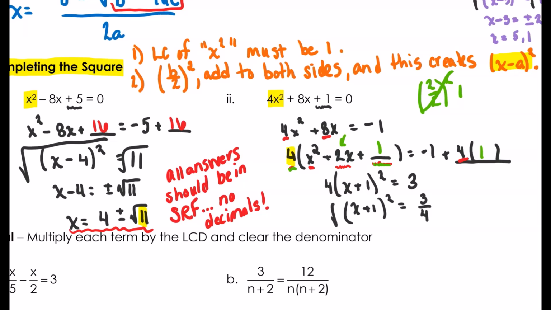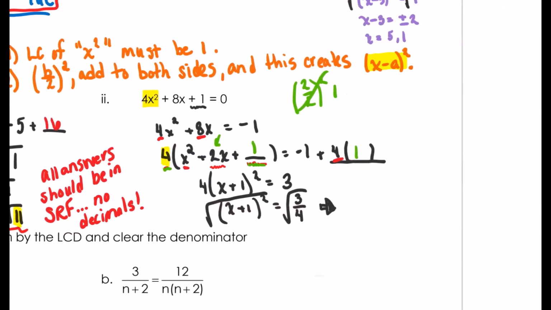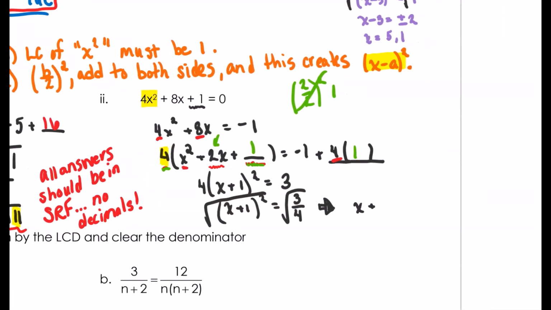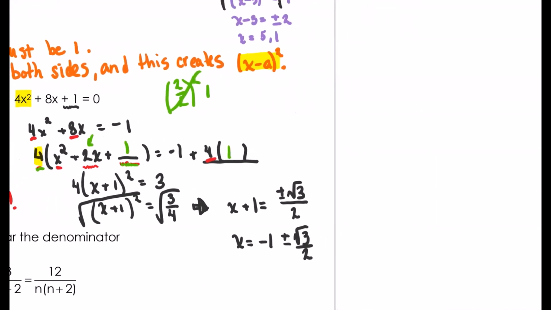And then I go ahead and I square root both sides. And so then I get x plus 1 is equal to plus or minus the square root of 3 over 2. Subtract the 1, and I get -1 plus or minus the square root of 3 over 2. Now, if you wanted to join this together into one fraction, your first term here, we need to put that so that it's over a denominator of 2. And so would need to introduce 2 onto that.